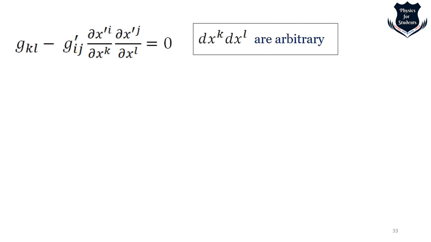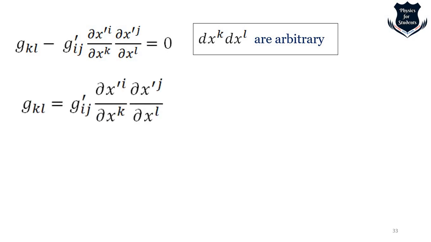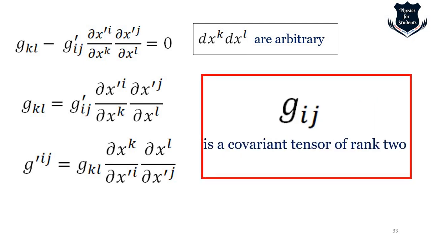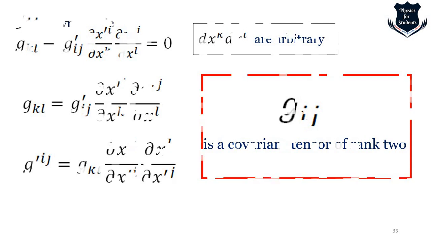Now what we will do in the second part is that this one, you see dx sub k and l, these are arbitrary, so it would lead to this and it would finally lead to this. Which proves that this one is a covariant tensor of rank 2. So these are just the mathematical steps. You can do your own homework and look into the calculations. So this is how the second part is being proved.